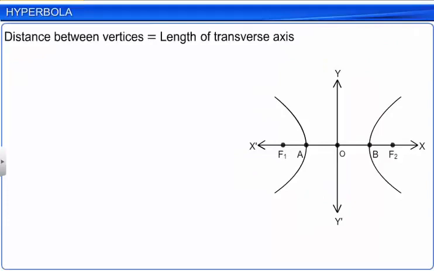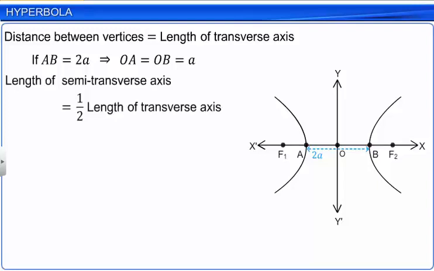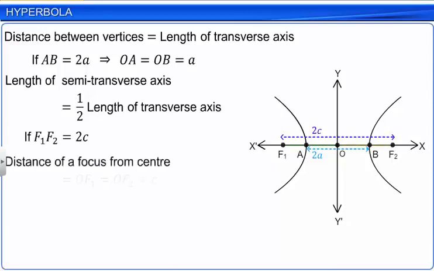The distance between the two vertices of a hyperbola is considered the length of its transverse axis. Thus, if A and B are the two vertices and distance AB is 2a, then the distance of either of the vertices from the center of the hyperbola is a. The center bisects the transverse axis into two semi-transverse axes. Also, if the distance between the two foci is 2c, the distance of either foci from the center of the hyperbola is c.